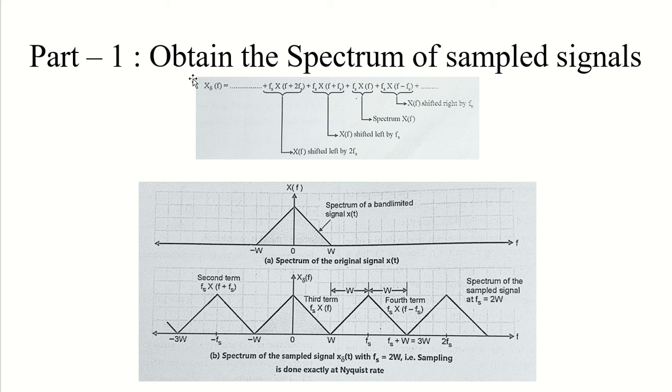You can see the first image in the middle, this one, is showing the spectrum of the original signal x of t, and we discussed earlier that it is a band limited signal. And the image below is showing the spectrum of the sampled signal x delta of t with fs equal to 2 omega. So here you are having fs x of f, here you are having fs x of f minus fs, and you are having fs x of f plus fs here. So you can see the spectrum as well here.